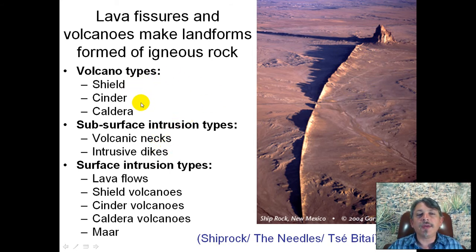You have shield volcanoes, cinder volcanoes, calderas. You have surface intrusion, that is where magma breaks out to the surface and forms lava flows. You have shield volcanoes, cinder volcanoes, caldera volcanoes, and Mars. And let's have a closer look at what these things are.